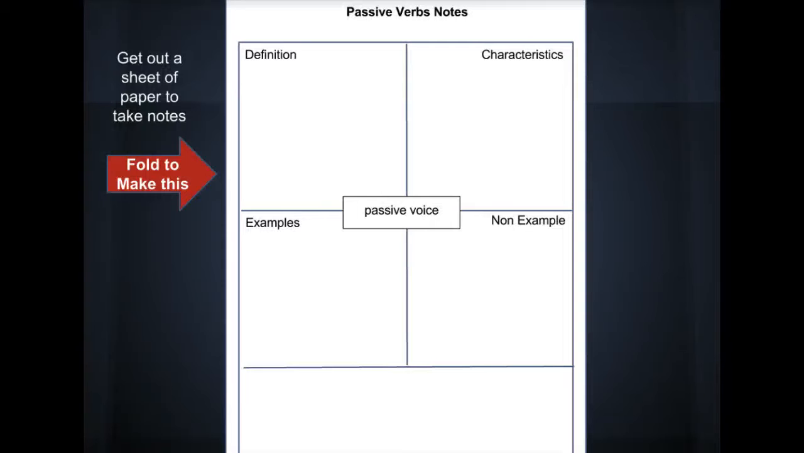First, you're going to need to make a note sheet. So take out a sheet of paper, fold it like you see in the picture, and label it with the 4 boxes. One for definition, one for characteristics, one for examples, one non-example. And in the middle, draw the rectangle that has the term that we're going to study, passive voice.